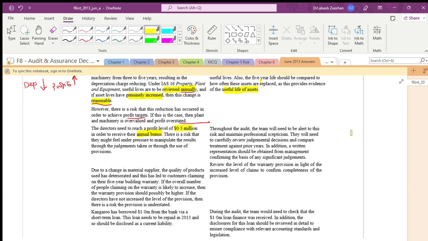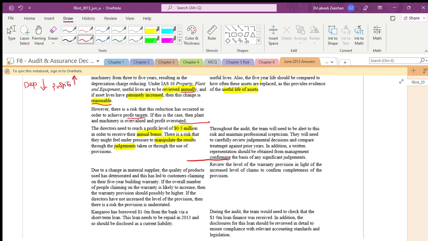They are under pressure to manipulate the results through judgments. They are not talking about facts, they are talking about judgments. Now, throughout the audit, what we have to do is very simple. This is the audit risk, and this is the audit response.